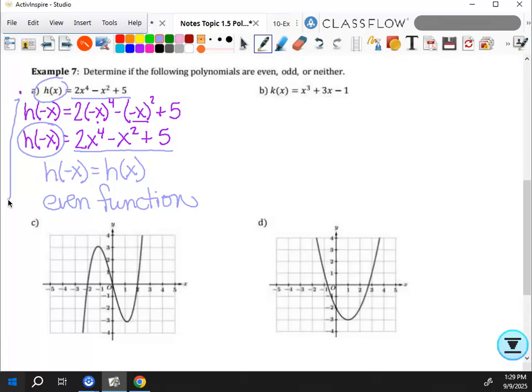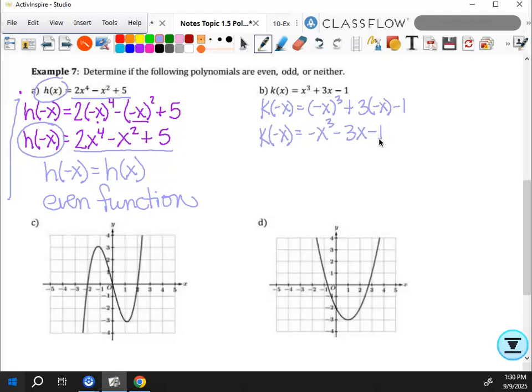All right. So then over here, this one is an odd degree. So chances are pretty good it won't be an even function. It could be an odd function. So we're going to substitute in a negative x. K of negative x equals negative x cubed plus 3 times a negative x minus 1. Okay. Then we clean it up a little bit, right? So K of negative x equals, what's negative x cubed? Negative x cubed. Negative x cubed minus 3x minus 1.